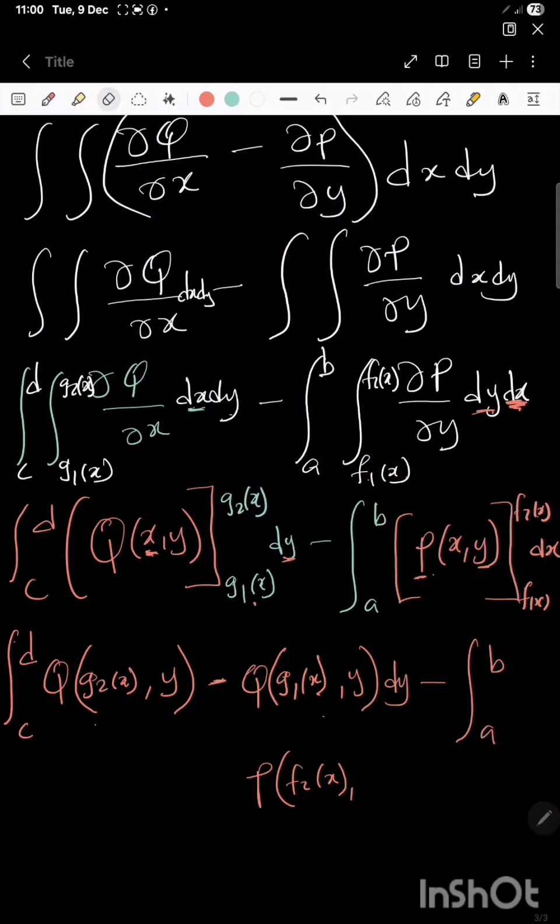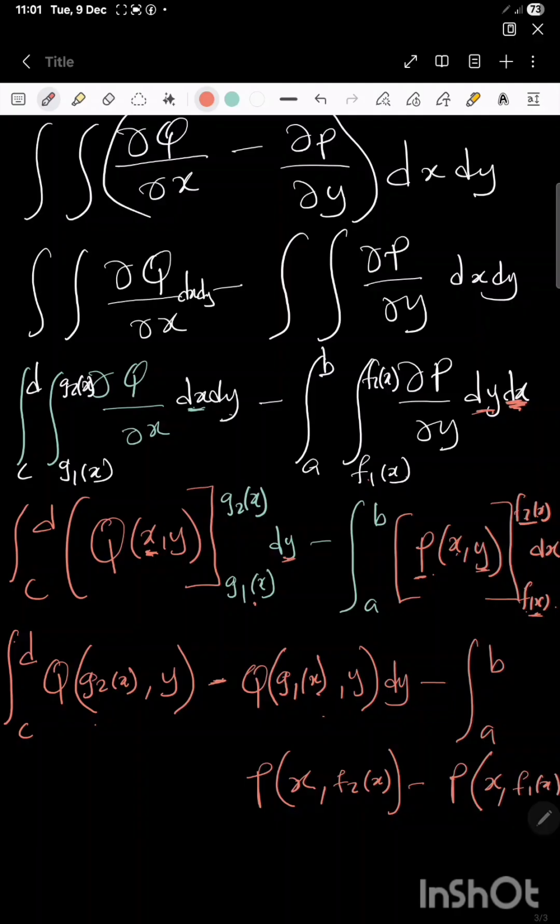Sorry, let me remove this one and say P. So where there is y, that's where we are replacing. Where there is y here, we replace it with f2 of x, and the x remains the same. So P of x comma f2 of x, the upper limit. Then minus, again the same function P of x comma, where there is y, we put the lower limit, which is f1 of x.